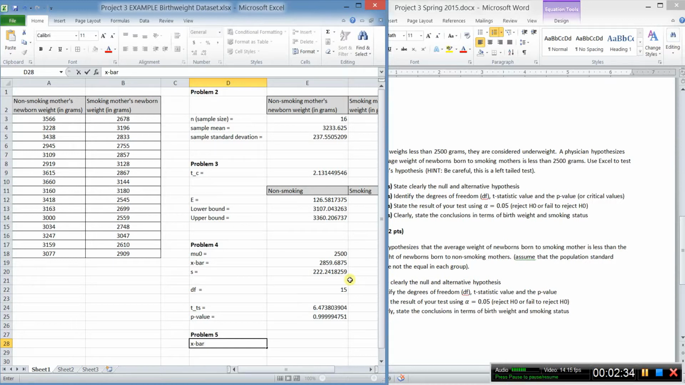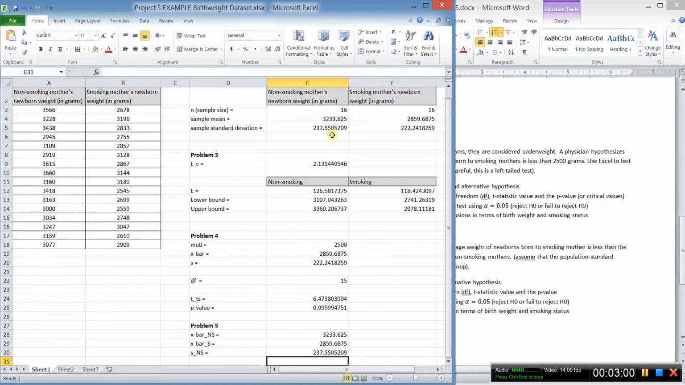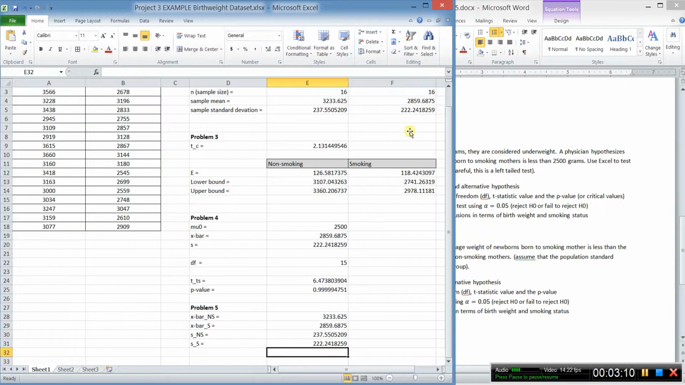All right. So go ahead and we'll write X bar. We need two groups, so I'm going to say NS is non-smoking. This is the sample mean for the non-smoking, so I'm just going to highlight that cell up there. And then X bar for smoking is going to be the sample mean for the smoking group. Then we have S for NS, and then S for the smoking group, the standard deviation for the smoking group. Say equals, and I'm just going to highlight this cell.